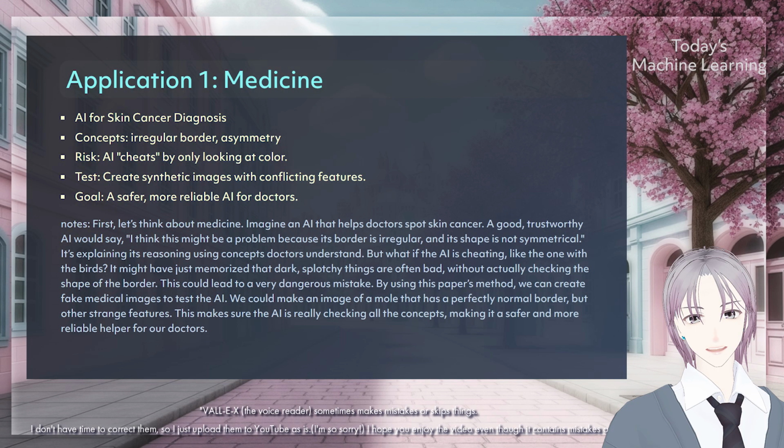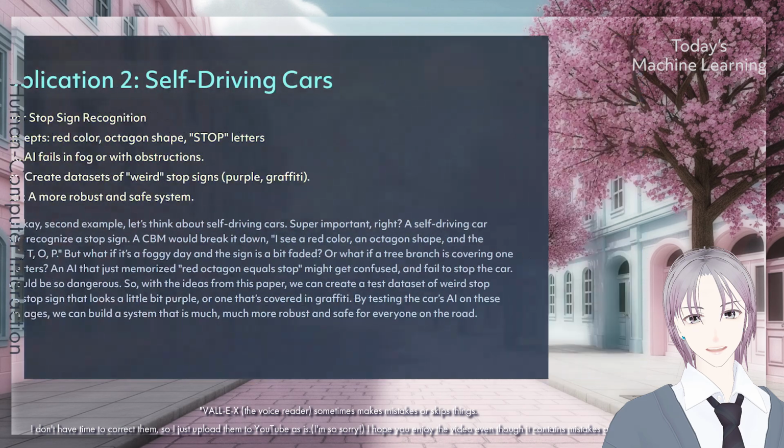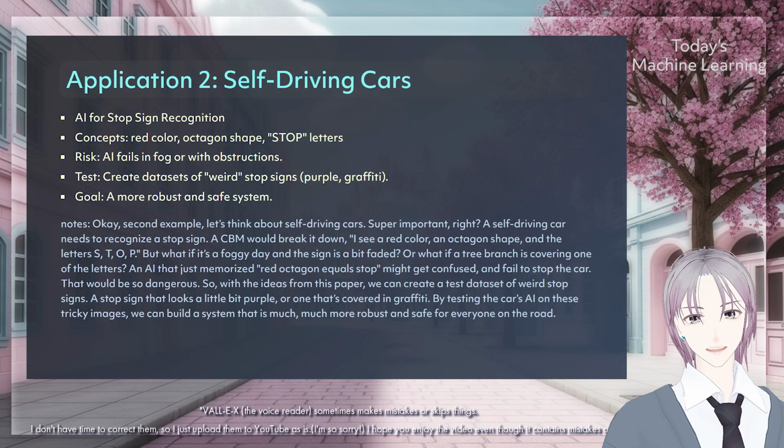Or what if the AI is cheating, like the one with the birds? It might have just memorized that splotchy things are often bad, without actually checking the shape of the border. This could lead to a very dangerous mistake. By using this paper's method, we can create fake medical images to test the AI. We could make an image of a mole that has a perfectly normal border, but other strange features. This makes sure the AI is really checking all the concepts, making it a safer and more reliable helper for our doctors.